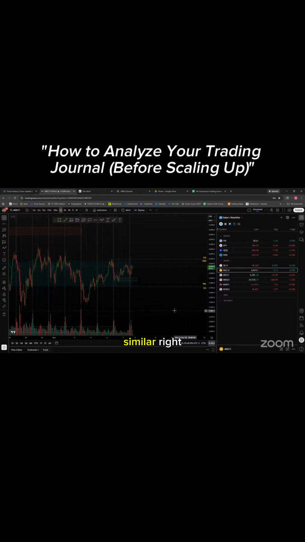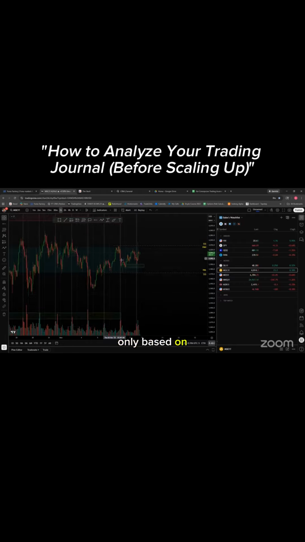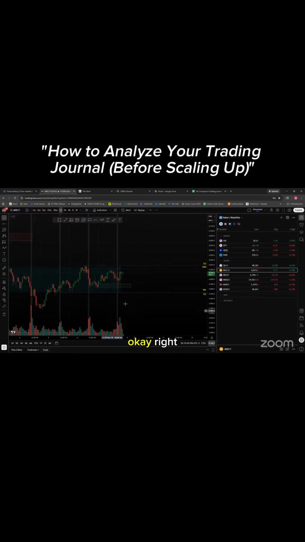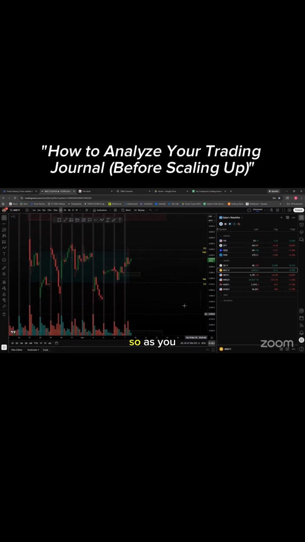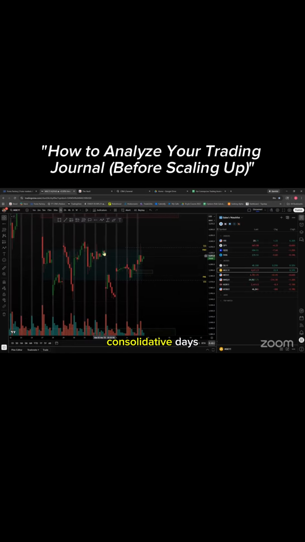TLM is very similar, but it's only based on the previous day's price action, right? So with futures, with TLM, you only want to look at regular trading hours, not the extended hours, because it's based on price action. As you can see here, we're looking for those consolidative days, days that closed close to where they opened. Those are going to be the best TLM candidates.